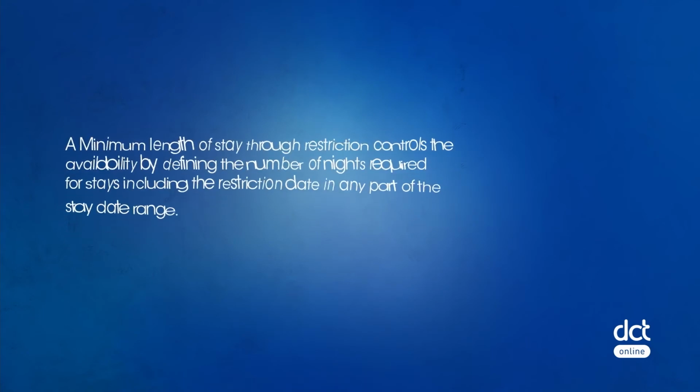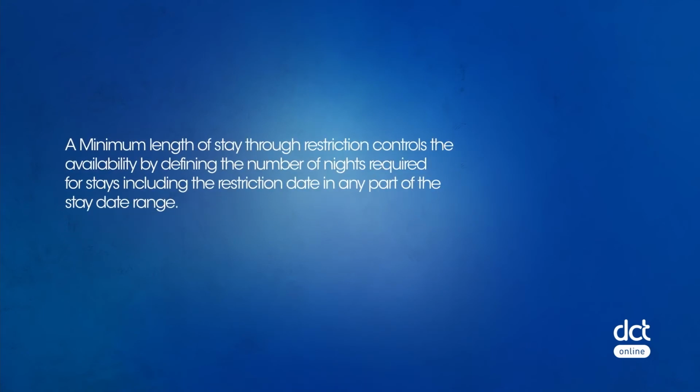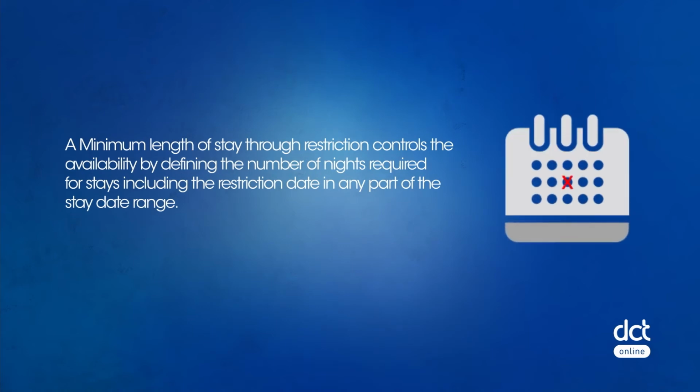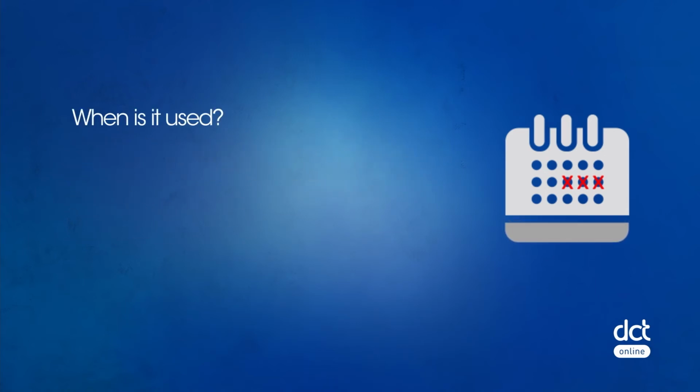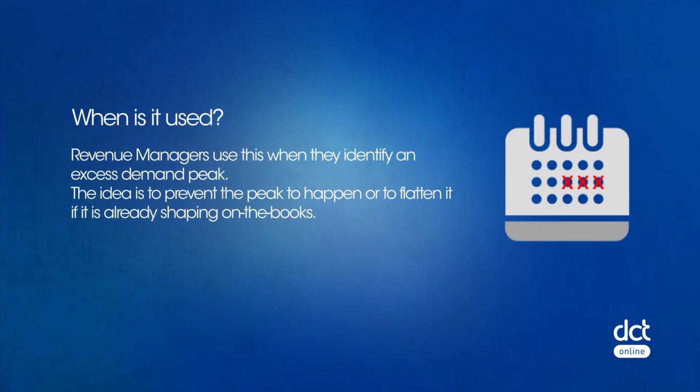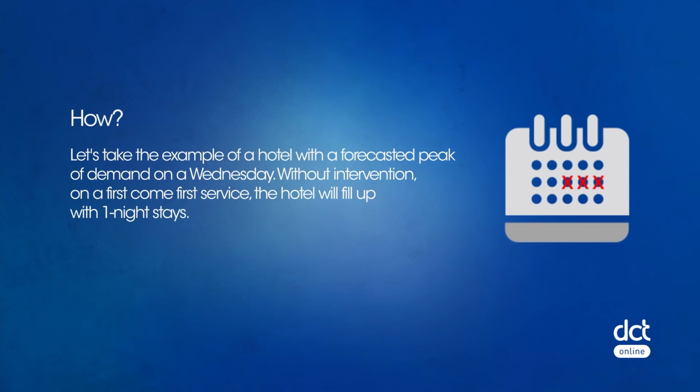Availability Control 3. Minimum length of stay through. A minimum length of stay through restriction controls the availability by defining the number of nights required for the stay, including the restriction date in any part of the stay date range. When is it used? Revenue managers use this when they identify an excess demand peak. The idea is to prevent the peak from happening or to flatten it as it is already shaping on the books.